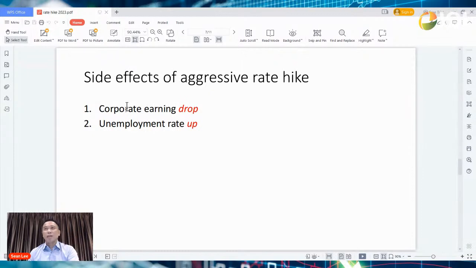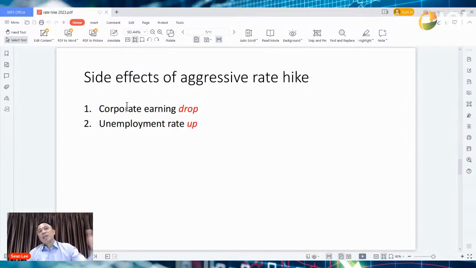So the cost of the business has gone up. Number two, interest rate has gone up. It means the financing cost of the corporation, financing cost of the business has gone up. If they have taken a loan from the bank to finance for their factory, to finance for their other business expenditure, it has gone up as well because the interest rate installment has gone up.